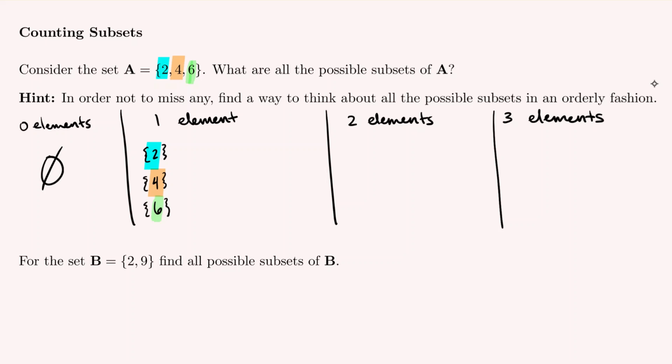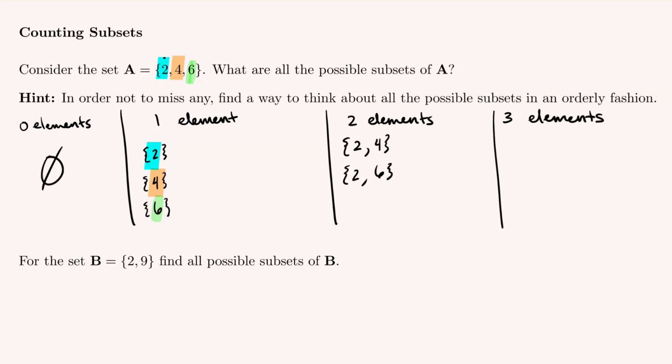Now, in terms of the 2-element subsets, we need to think about all the possible mixtures of 2, 4, and 6 in groups of 2. To write that in an orderly way, let's start at 2. 2 could be paired with 4. 2 could also be paired with 6. And then that's all the possible pairings of 2 with other elements of A.